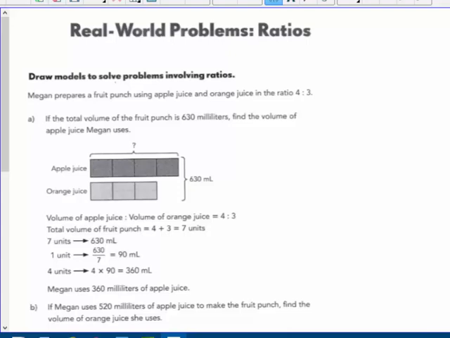Megan prepares a fruit punch using apple juice and orange juice in the ratio of 4:3. So you can see 4 bars for apple and 3 bars for orange juice. If the total volume of the fruit punch is 630 milliliters, find the volume of apple juice that Megan uses.